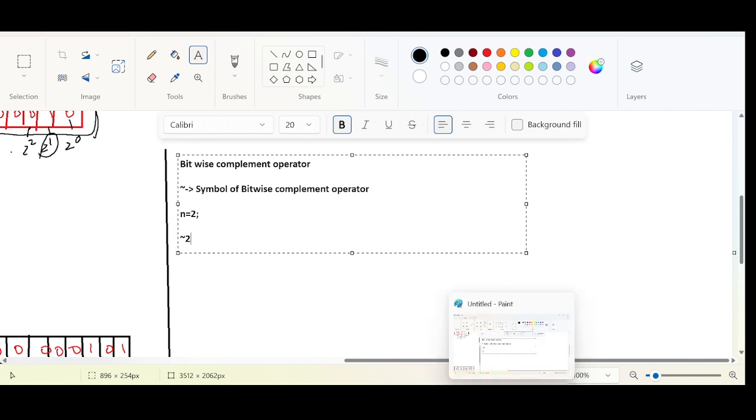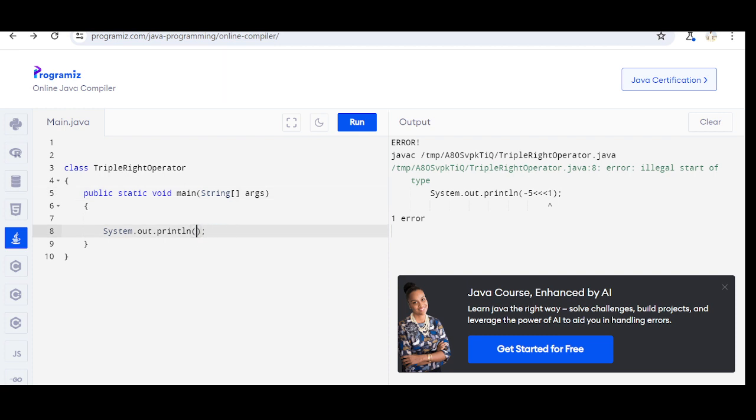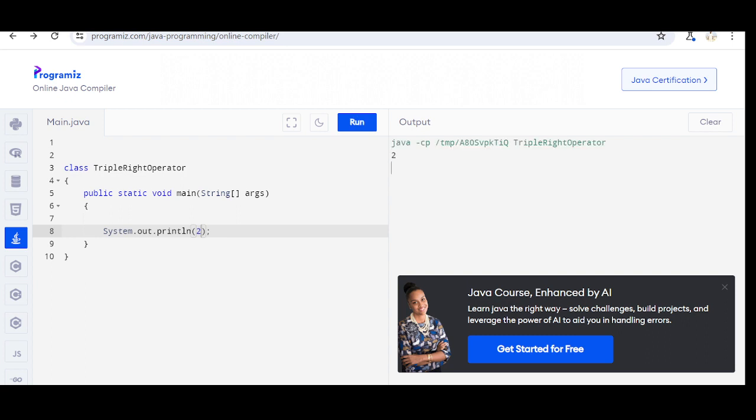Let us do this in the program. For example, if I just give number 2, the answer is going to be 2 because the same 2 gets printed in the console. But if I do complement of 2, if I use this, we get the output as minus 3. This is not the minus symbol, this is the complement symbol, like a tilde symbol.